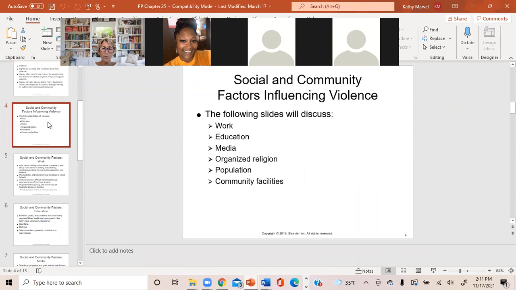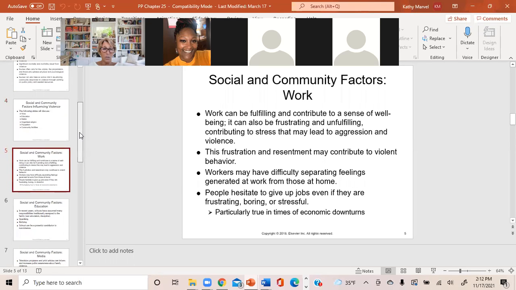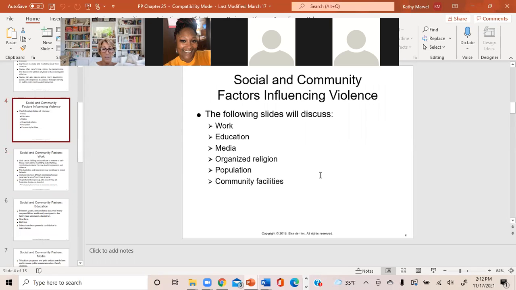Social and community factors influencing violence. Well, work. Have we heard of workplace violence? School violence. How does the media play into this? Religious violence. Right? It goes through each. So this is slide 4, and then each slide after that goes through work, education, media, organized religion. So I want you to read through those.